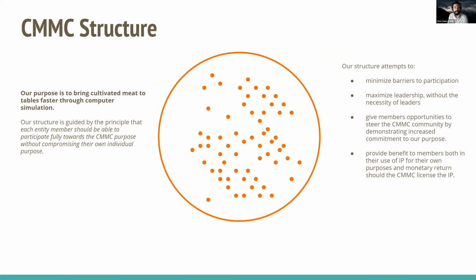So the structure of the CMMC, that's what's represented here by this little orange circle. What I'm about to share now is just some of the basic governance appliances that we have developed and been working with over the course of the last several months. Our structure is attempting to minimize barriers to participation, maximize leadership without the necessity of leaders, give members opportunities to steer the CMMC community, and then provide benefit to members both in their use of IP for their own purposes and for some monetary return should the CMMC license the IP.